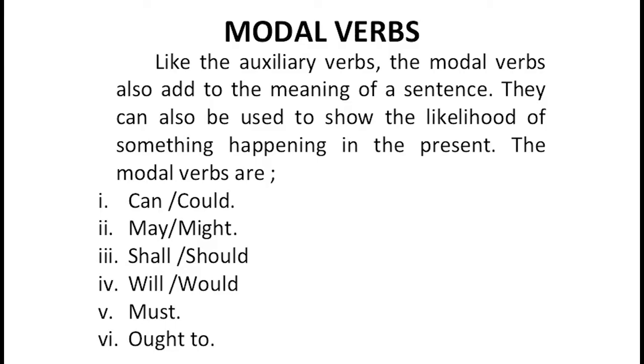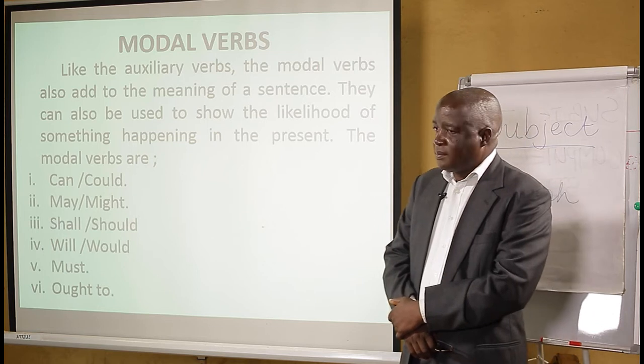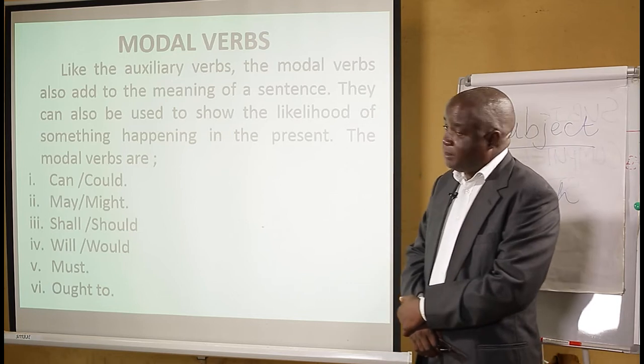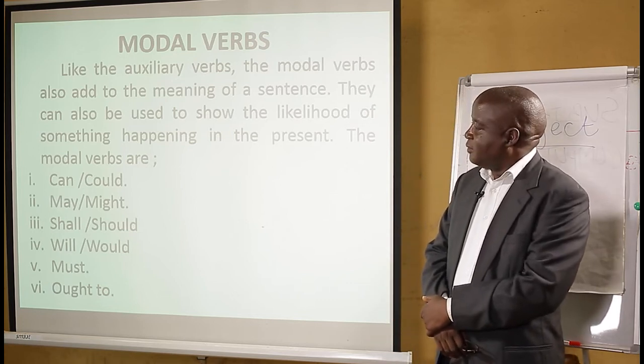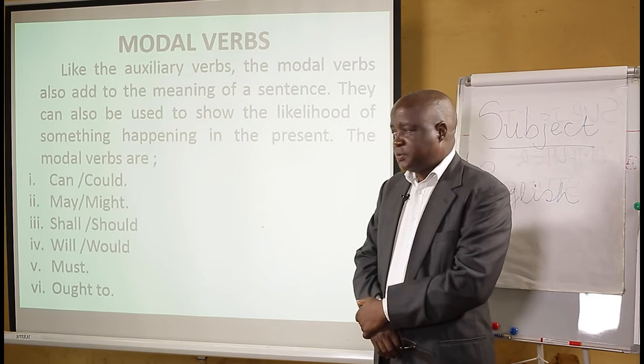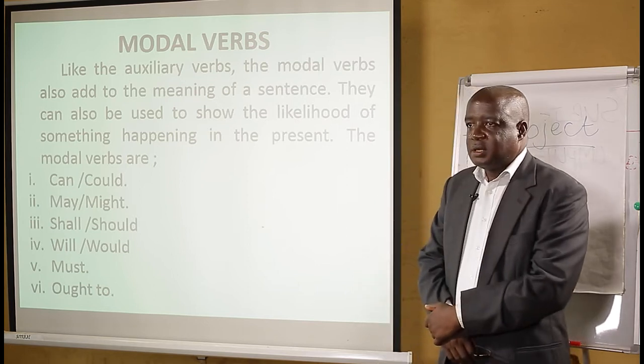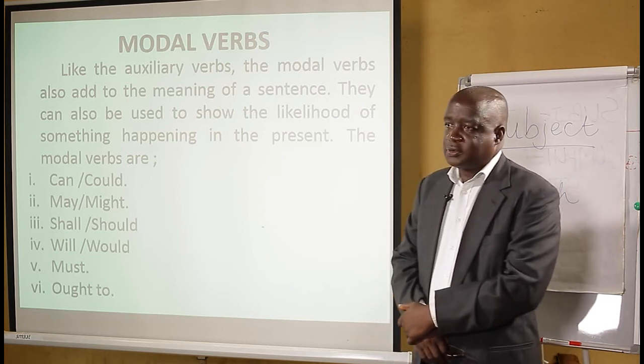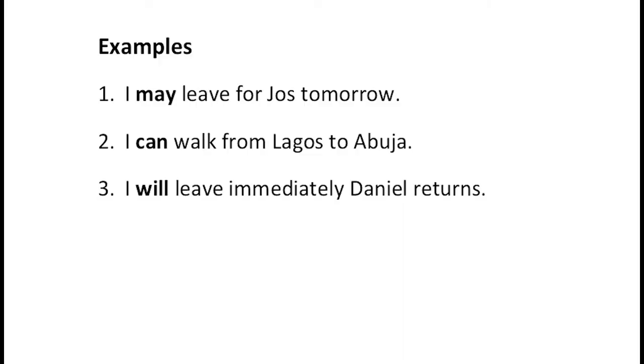Modal verbs. Like the auxiliary verbs, the modal verbs also add to the meaning of a sentence. They can also be used to show the likelihood of something happening in the present. The modal verbs are 1. Can and could. 2. May and might. 3. Shall and should. 4. Will and would. 5. Must. And 6. Ought to.